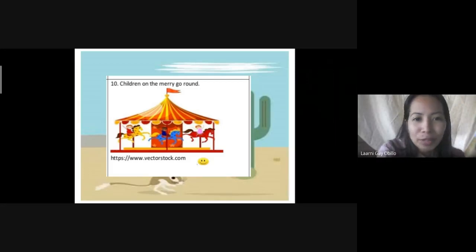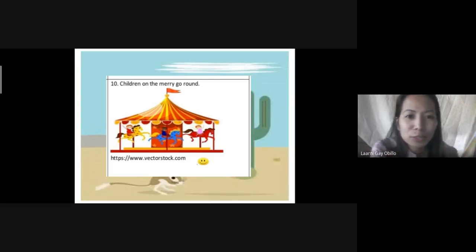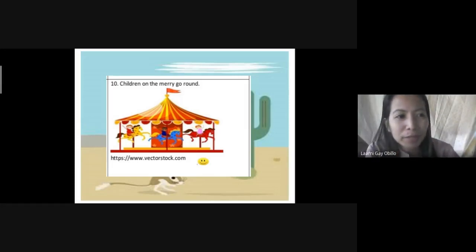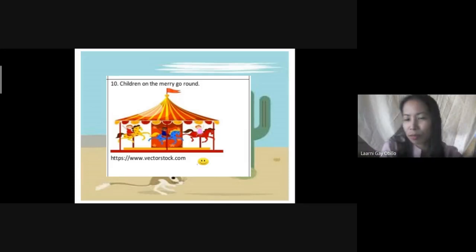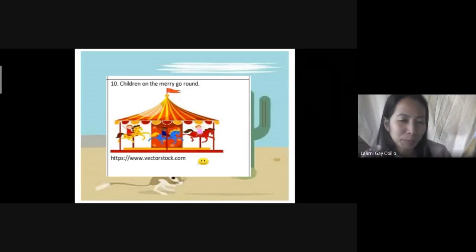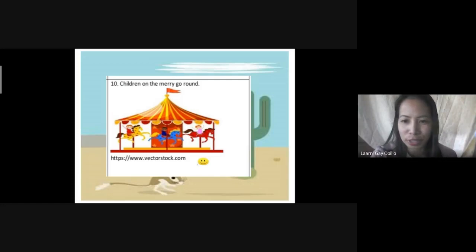Kasi 'di ba yung merry-go-round, di naman constant yung takbo niya. Nag-start siya ng mabagal, tapos magiging pabilis yung pag-ikot niya hanggang kapag i-stop na siya, unti-unti ulit siyang bumabagal. So, merong changes in speed. Kapag merong changes in speed, there is a change in velocity and acceleration.